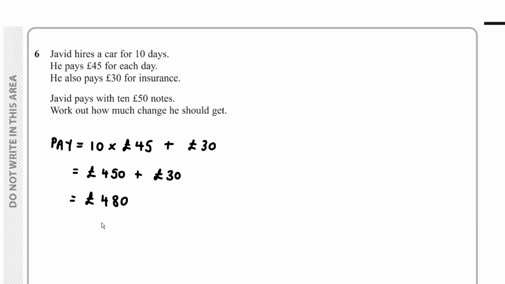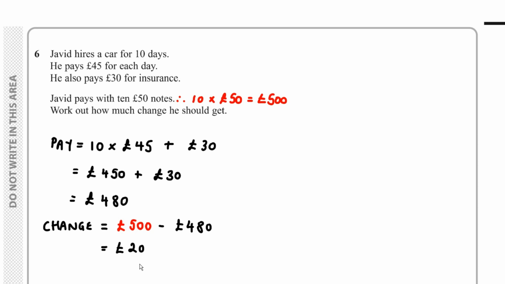480. Now he pays with 10 £50 notes, which means in total we have 10 multiplied by 50, which is 500. So, to work out how much change he would get, we have 500 subtract 480, which is equal to 20.